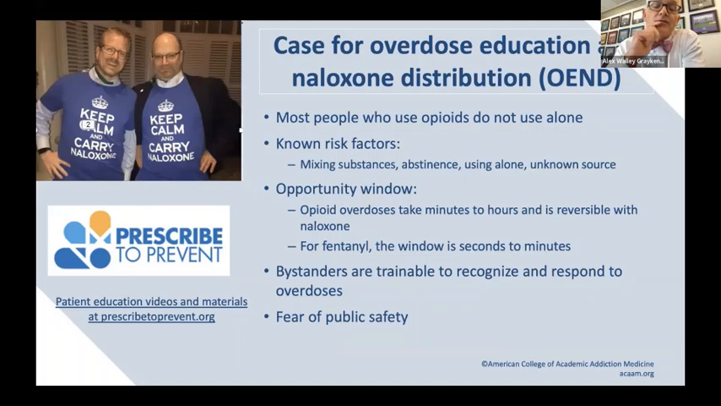Bystanders are trainable to recognize and respond to overdoses, and there's a fear of public safety. So what's that mean? Fear of public safety? Well, it means that no matter what we do, not everyone's going to call for help when there's an overdose because they fear the downsides of public safety, some people more than others, but especially people who are using substances who've been criminalized and have a history of conflict with the police. So we need to provide people with other tools, even if they won't call for help. And even if they do call for help, this narrow time window doesn't give us enough time while we wait for public safety to arrive.